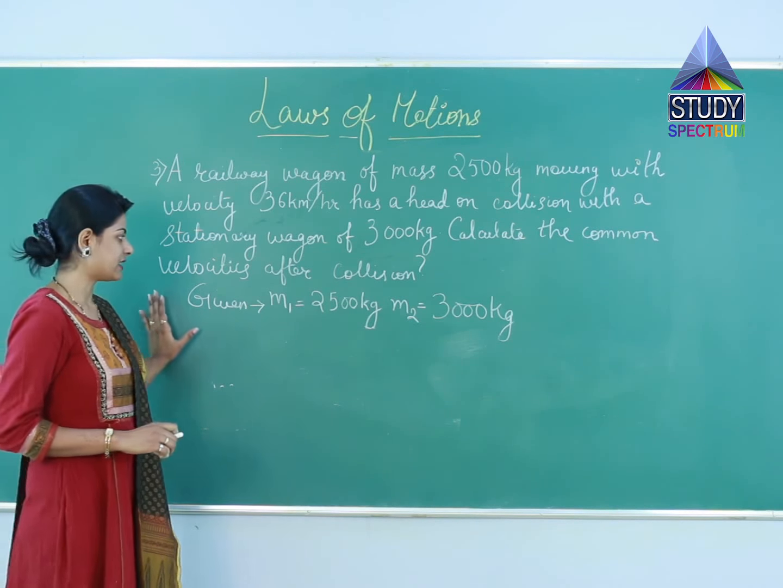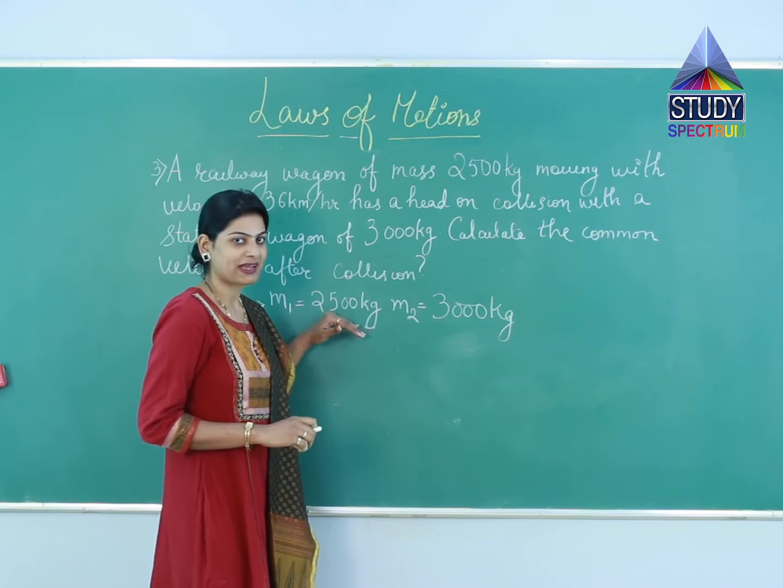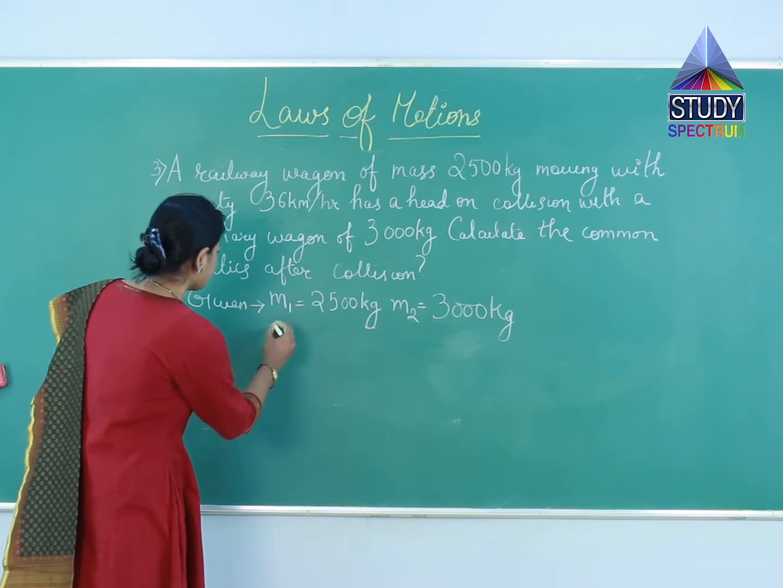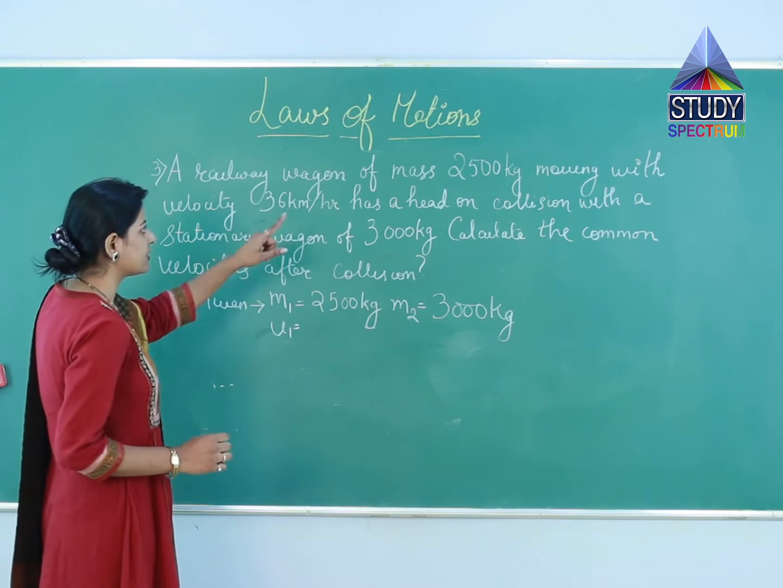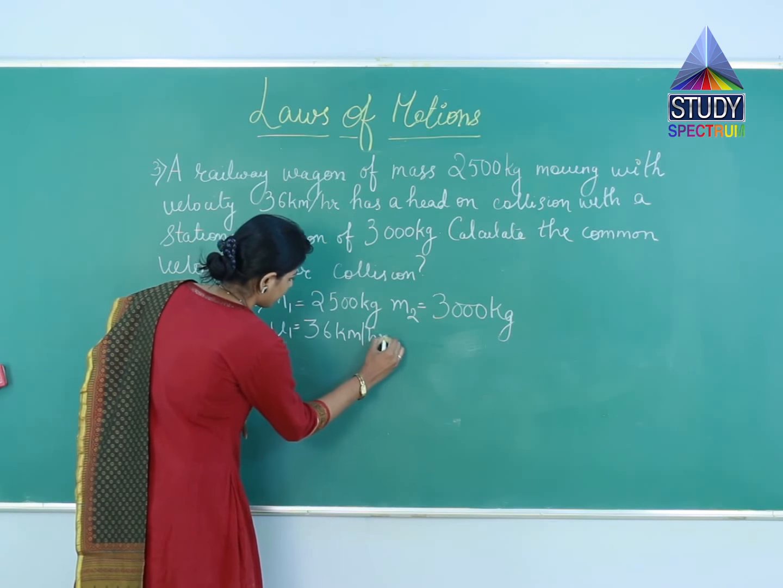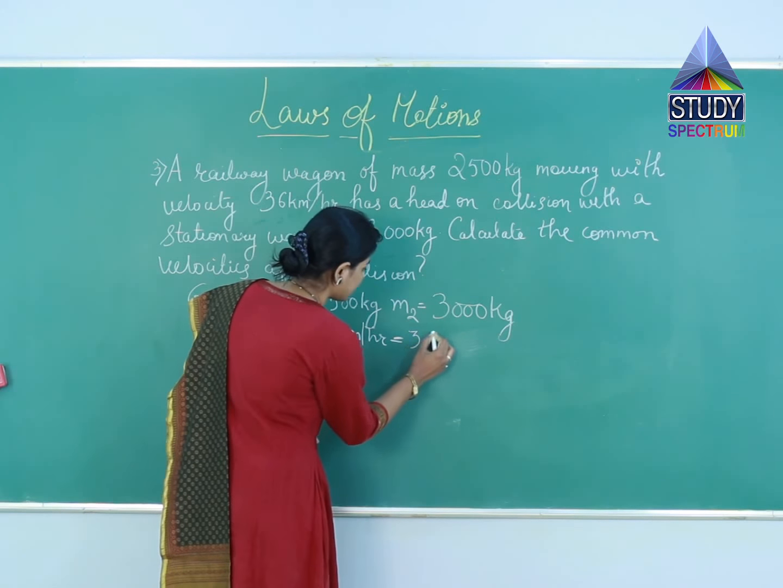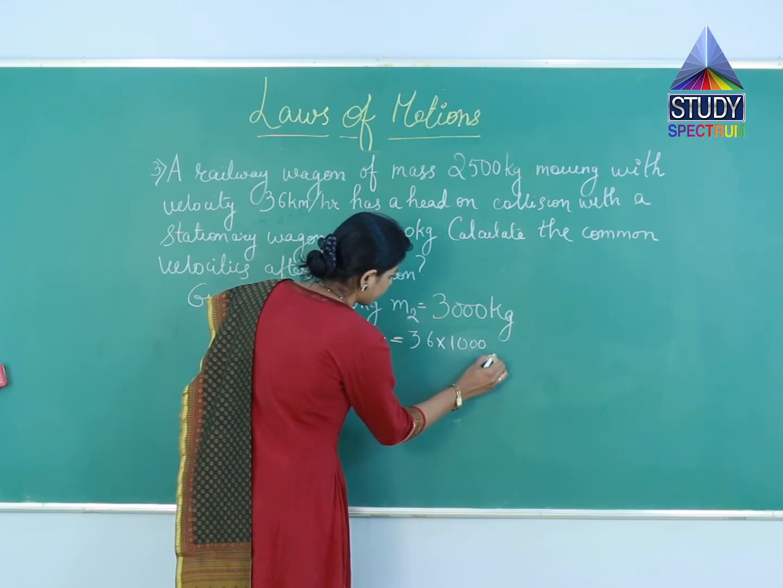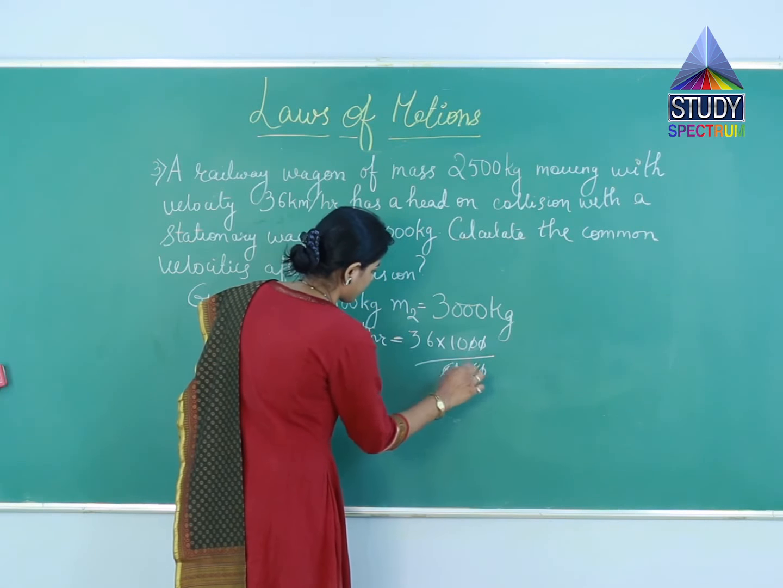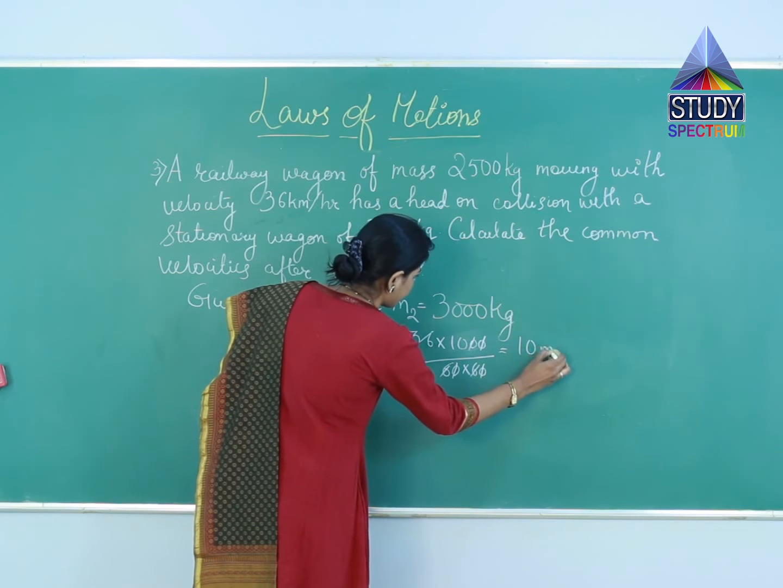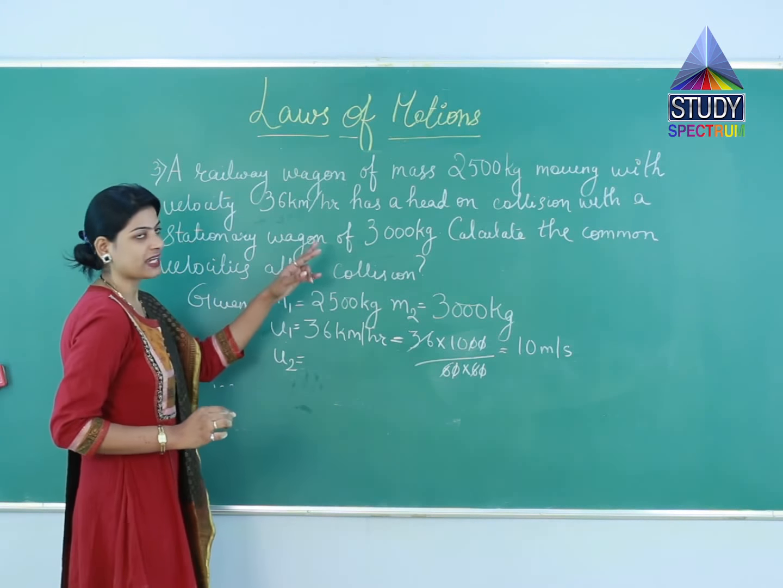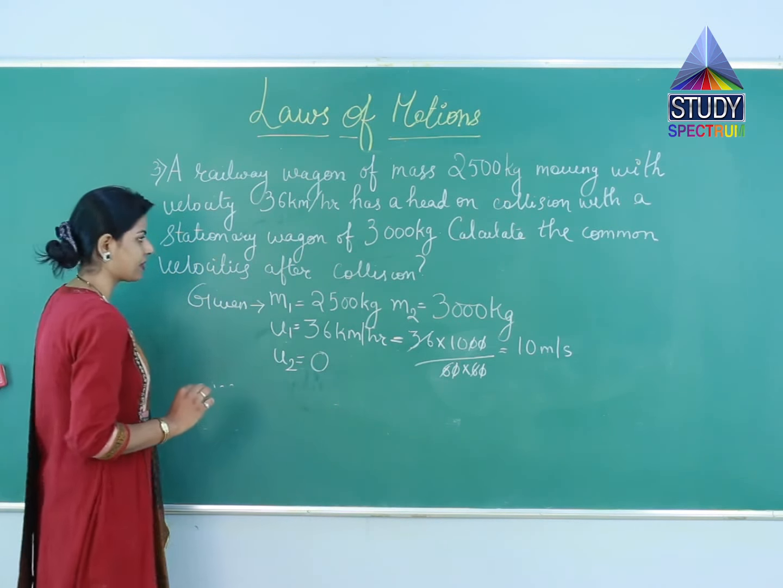So we will first note down the given data. M1, which is the mass of the moving wagon, is 2500 kg. M2, the mass of the stationary wagon, is 3000 kg. U1, which is the velocity of the moving wagon, is 36 km per hour. We'll convert it into meters per second. So 36 multiplied by 1000 divided by 60 into 60, we get 10 meters per second. U2, the velocity of the stationary wagon, is zero because it is stationary.